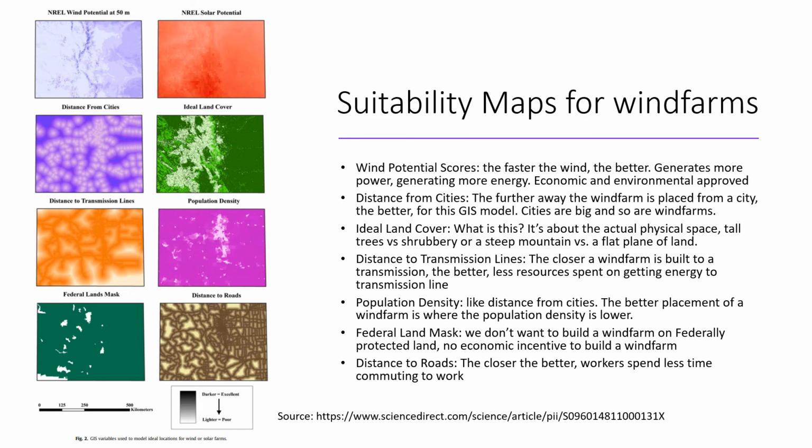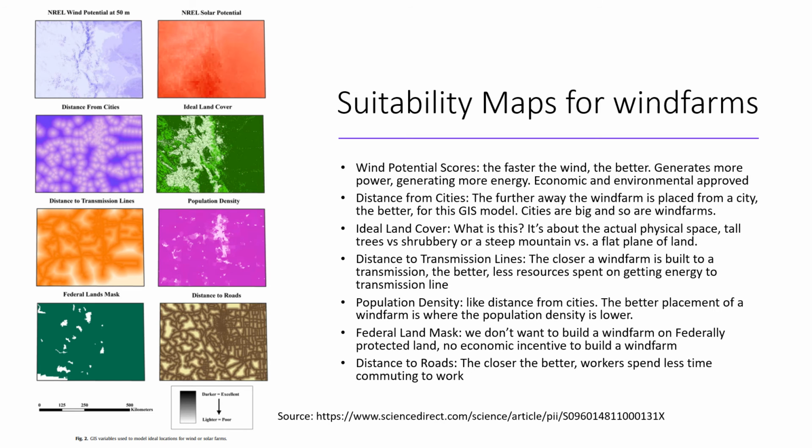Now let's take a look at different suitability maps for wind farms and how they are ranked to tell us the most economic and environmentally sustainable placement of a wind farm. To the left are different suitability maps that are ranked with a legend that goes from dark to light shading, indicating that darker shades are excellent conditions for a wind farm. Of course, wind potential scores or wind speeds are important to look at. The faster the better because it produces more power, thus more energy, and is an incentive for the environmental and economical sustainability. Moving on, the further away the wind farm is placed from a city, the better for this GIS model. Cities are big and so are wind farms, and we don't want to live in a really crowded city.